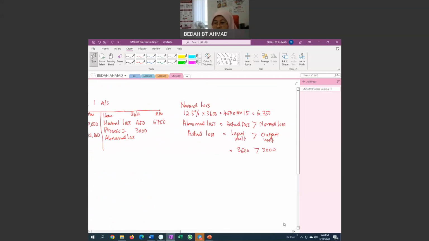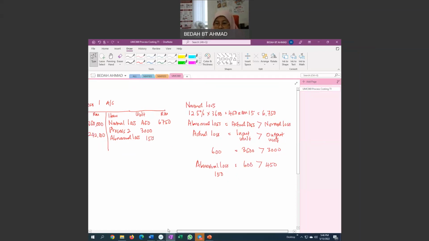Okay, 3,600 versus that means the actual loss is 600. So for the abnormal loss, the actual loss here is 600, which is more than the normal loss 450. So abnormal loss is 150 units.